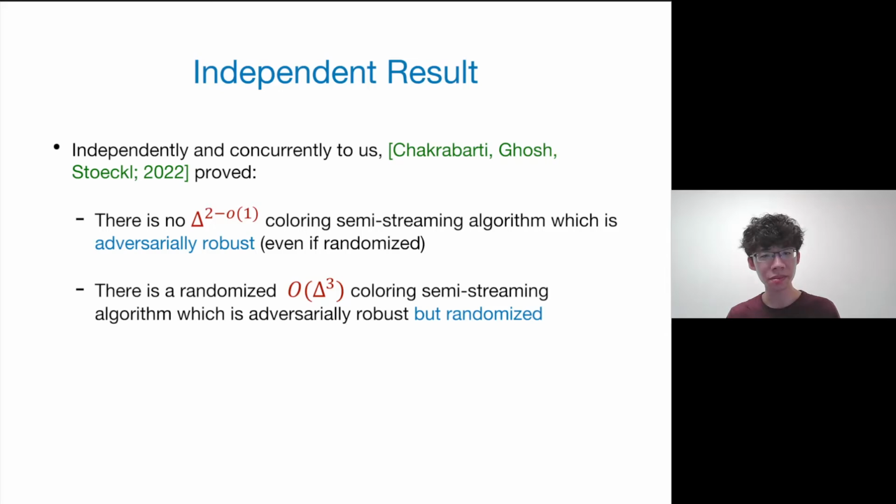So it should be clear that deterministic algorithms are adversarially robust, right? Because if your algorithm is deterministic, it doesn't matter what the adversary does. They feed you some edges, well, that is some graph that you have to be able to take in and compute with. But in the paper they get this nice result as well. They also give a delta cubed semi-streaming algorithm, which is adversarially robust but randomized, which is compatible with our result as well.